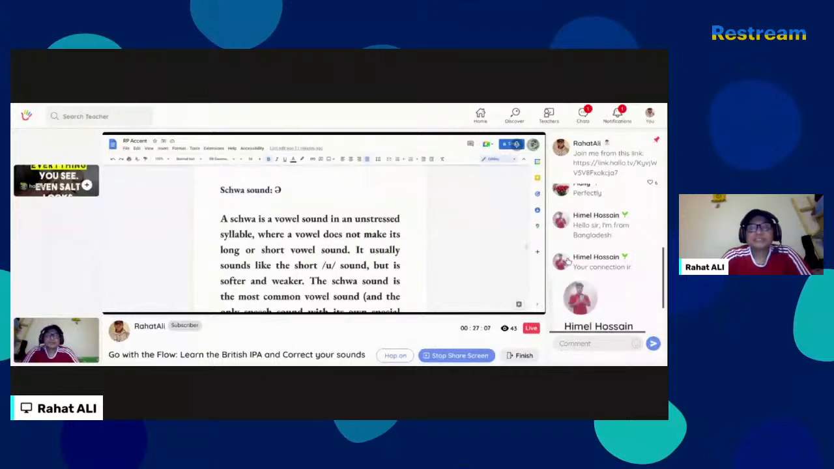So I was discussing the schwa sound. Can you see that symbol on the screen? Okay, have you ever heard this feature before, the schwa sound?